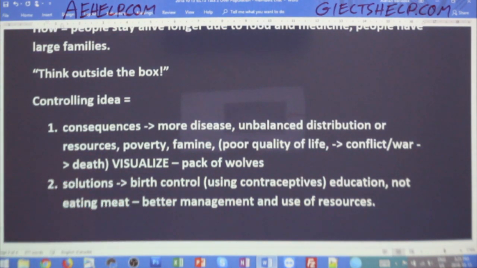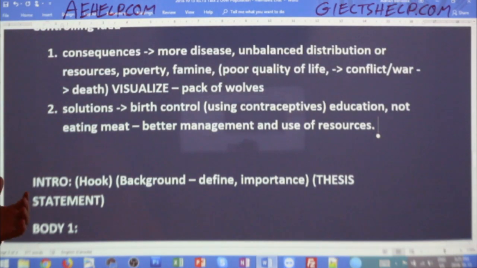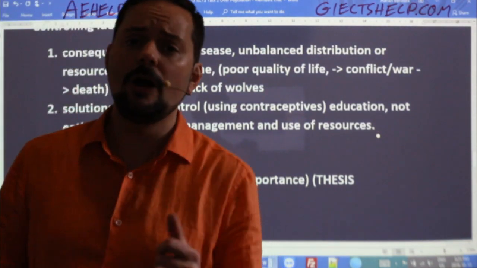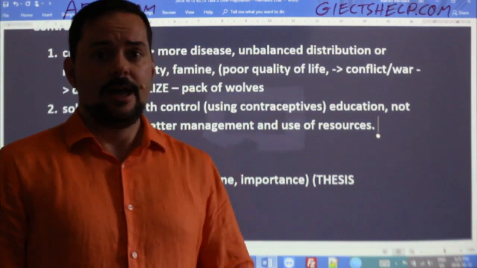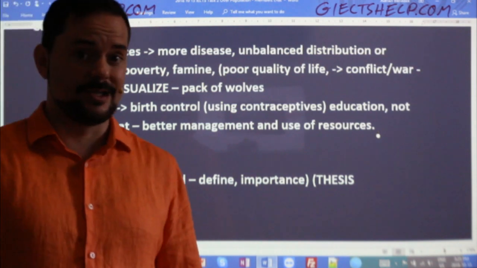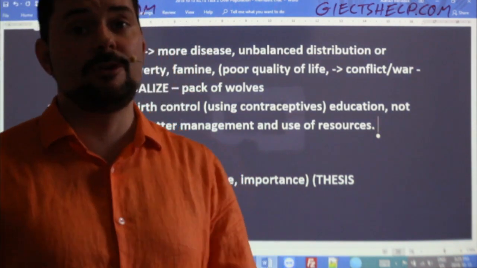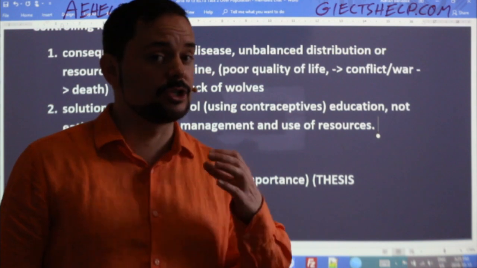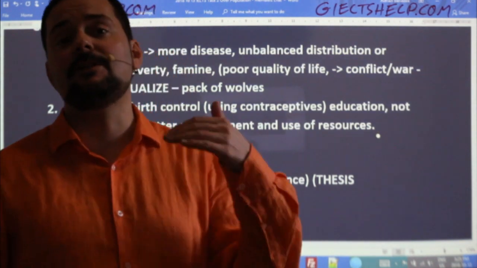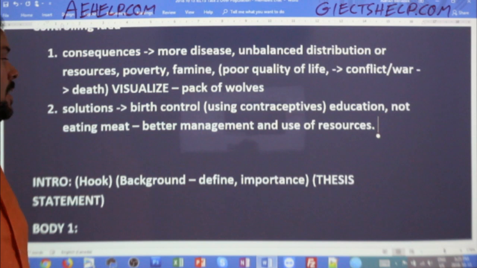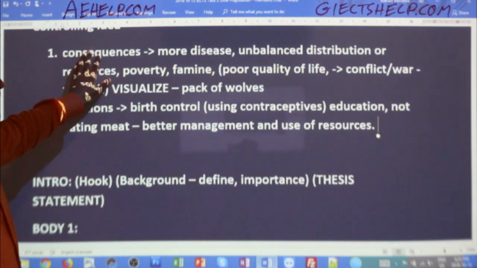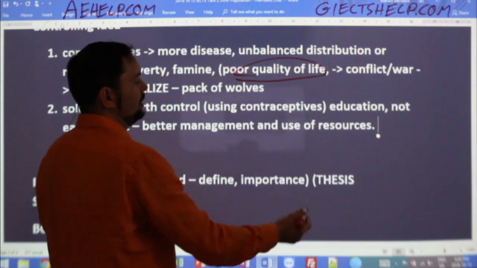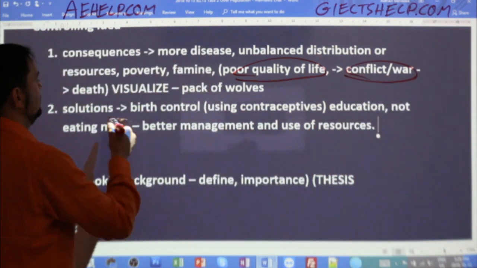So a lot of people are saying, hey guys, the problem isn't that there are too many people. The problem is that there are too many people who are wasting resources. If we were using our resources in a smarter way, we would still have a good quality of life. We would be able to support as many people as there are on Earth, even many more. And we wouldn't have to panic about what's going to happen in the future. So here, have a look at the consequences. Poor quality of life, conflict, war, death.